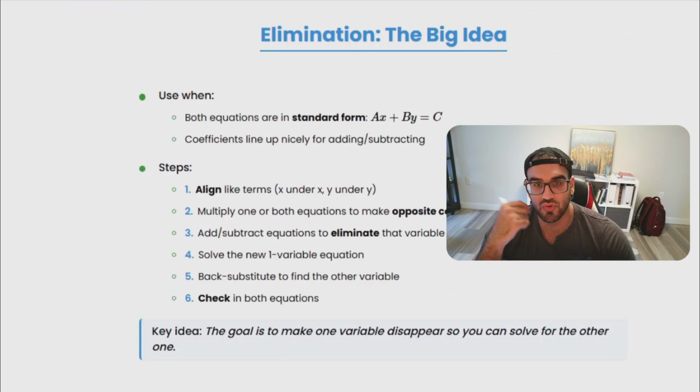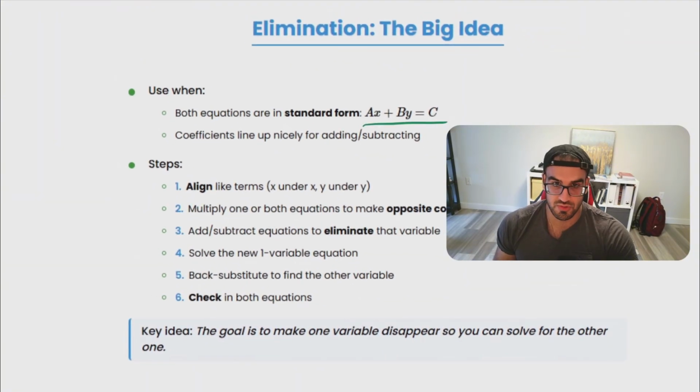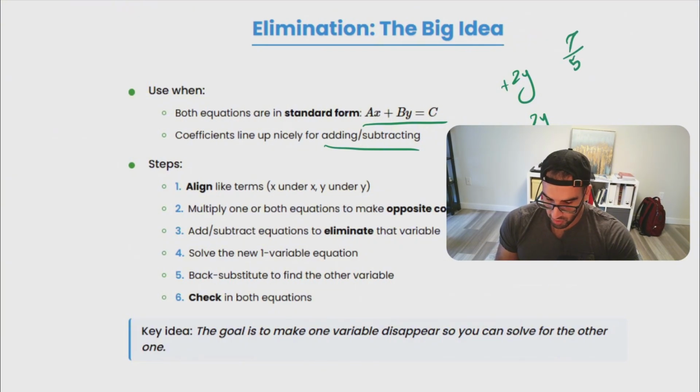When we're using this kind of method, both equations are in standard form, meaning ax plus by equals c. We use it at that time because it makes more sense that way: we can add up both sides. The left side would be about variables and the right side would be about the constants, and the coefficients should line up nicely. It means that if one of them has positive 2y, the other one should have negative 2y. If one of them is 7 over 5 y, the other one should be negative 7 over 5 y.